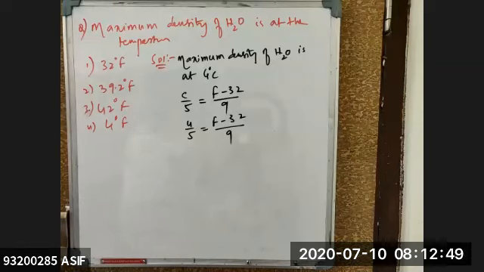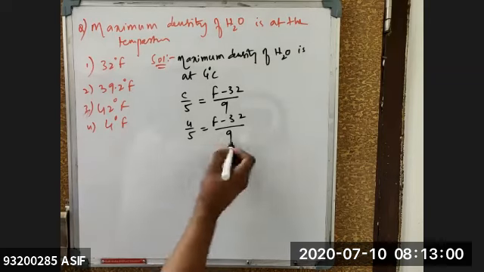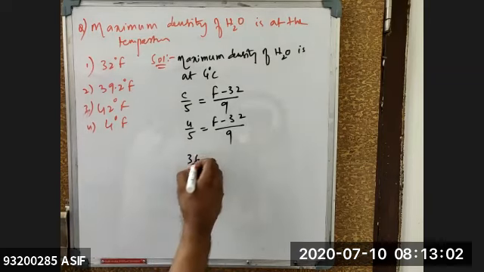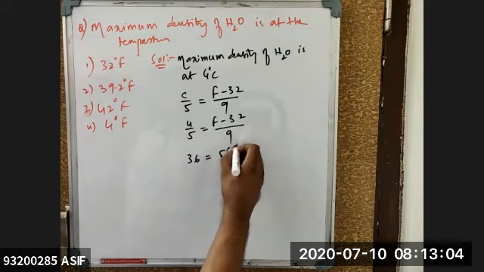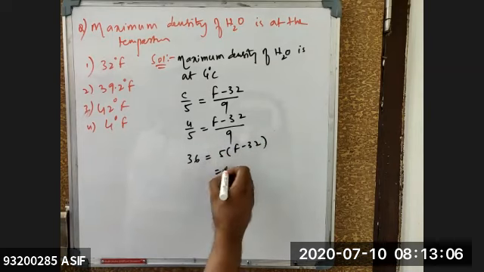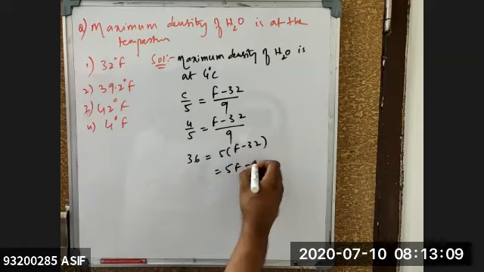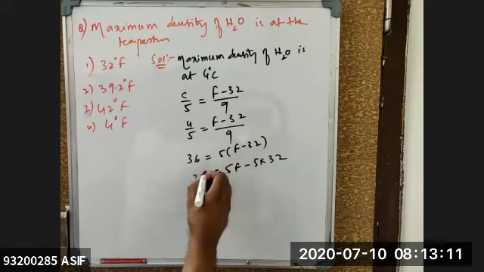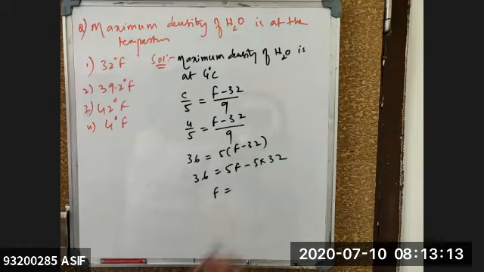Then simplify this one, see how much I'm getting the value of your F. This is 4 into 9. 4 9s are 36. That is 5 into F minus 32. So this one is 5F minus 5 into 32. This is your 36. So simplify for the value of your F. See how much I'm getting.